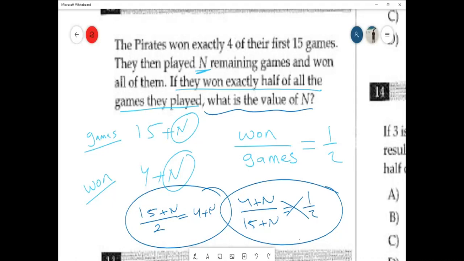The first thing you do is you write expression 15. You write games, and then you write the games 1, 4. Then it says they played n games and they won all of them. That means I have to add n to played games and also won games. To be able to think of this expression, you need to solve more questions.